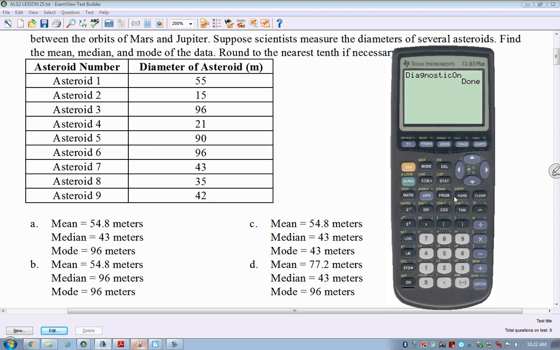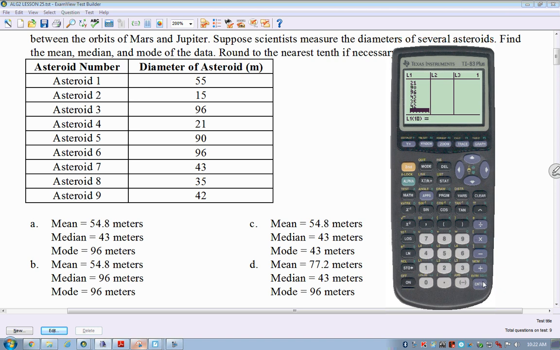Okay, so what we're going to do from here is go to stat list, and we're going to edit. All of our information here is just one list, right? So we're just going to go ahead and type in our data: 55, 15, 96, 21, 90, 96, 43, 35, 35, and 42.